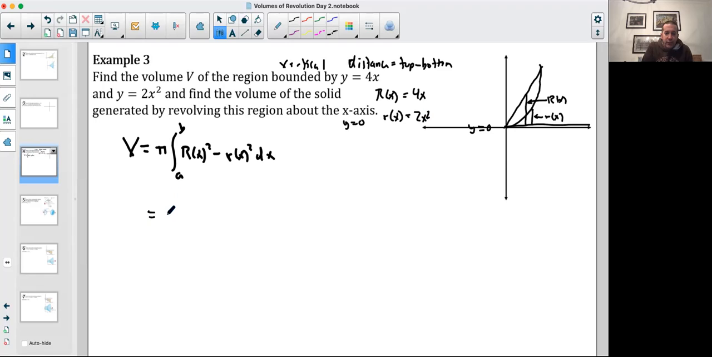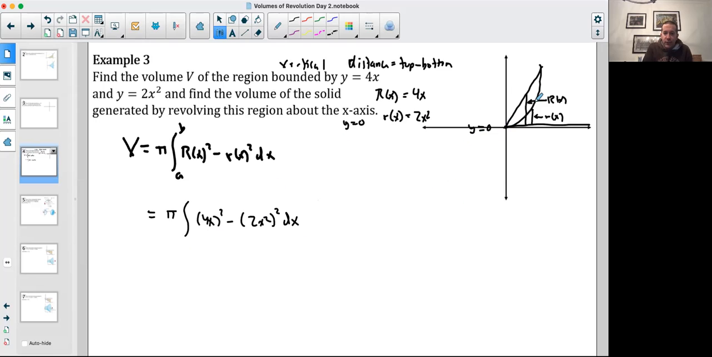Then we can just plug everything in. Big R was 4x. Little r was 2x squared, dx. And now the only thing missing is my a and my b. I'm pretty sure that a is 0. I just don't know what b is.